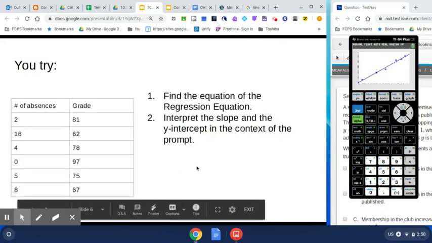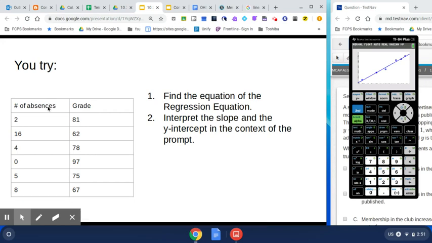Okay, here's the U-Try, guys. This data set, again, is a data set that we looked at yesterday. We're comparing the number of absences a student has with their final grade in the class. I would like you to first find the regression equation and then interpret the slope and the y-intercept in the context of the prompt, talking about number of absences versus grade. Go ahead and pause the video. When you find those values, unpause the video to get the results.